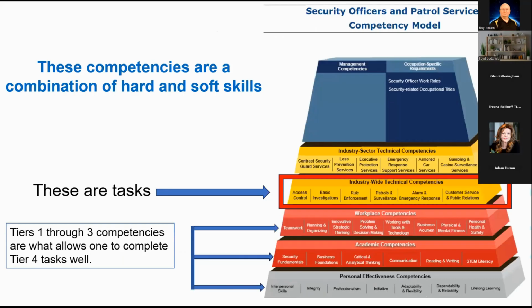And so, as you can see in the patrol services competency model, security guards engage in 6 tasks, and that's pretty much regardless of what site they're at. It doesn't matter if they're at a nuclear power plant, or if they're at a construction site guarding a hole, or if they're at a shopping mall, at a high-rise property, or wherever. There's multiple sectors within the industry, but basically guards engage in 6 tasks. It's access control, it's basic investigations, it's rule enforcement, it's patrols and surveillance, it's alarms and emergency response, and it's customer service and public relations.